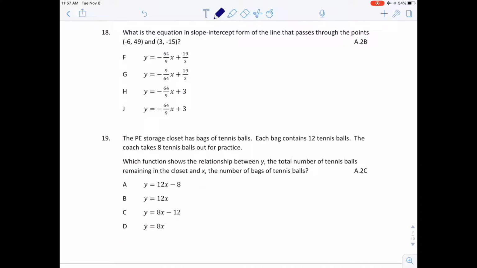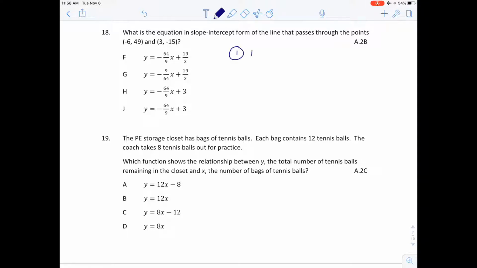Number 18, what is the equation in slope-intercept form of a line that passes through (-6, 49) and (3, -15)? So stop for just a second. Look at your answer choices. I know H and J are the same. That's a typo. But you have equations that are already in y equals.